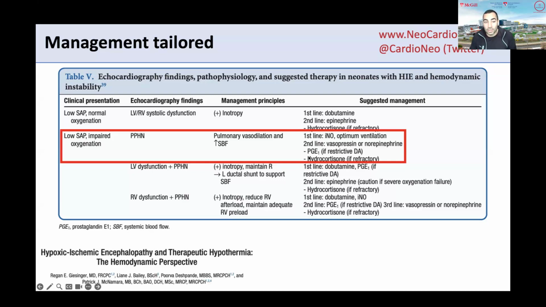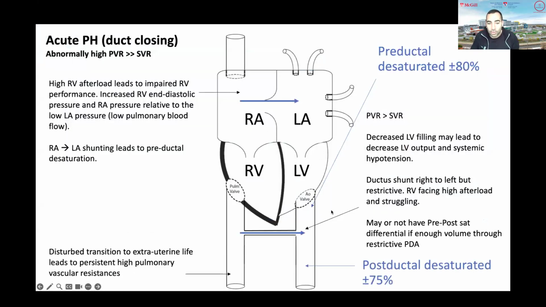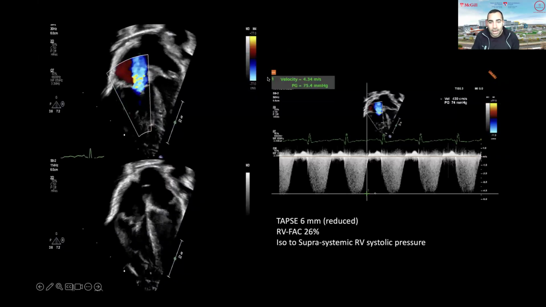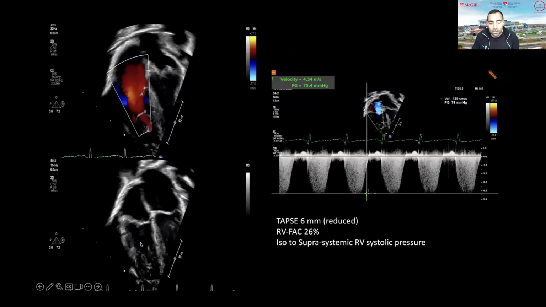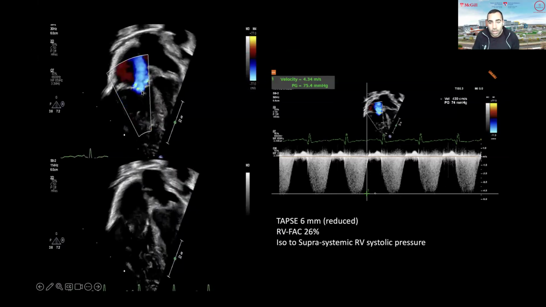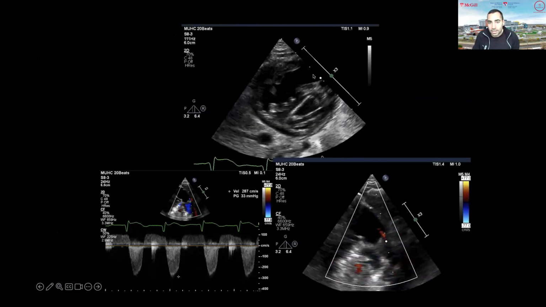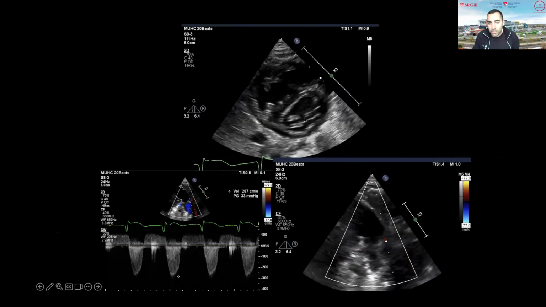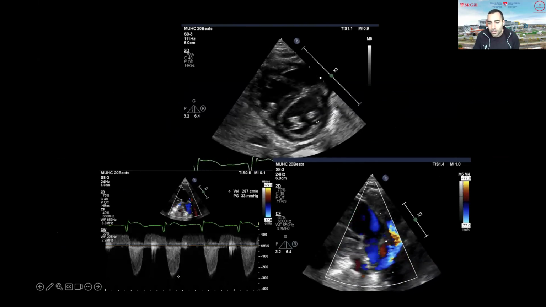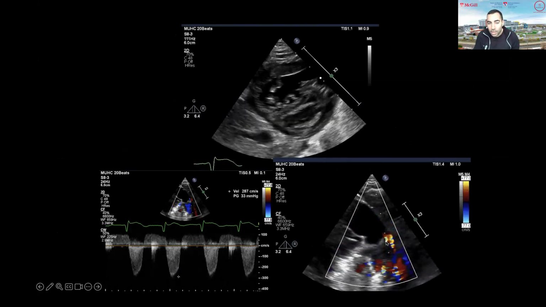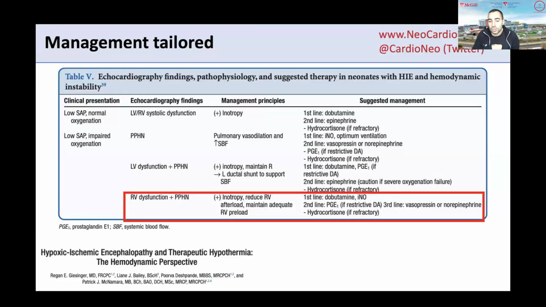If the duct becomes restrictive and your RV is failing, that's when you start thinking of popping off the RV using PGE. An example is a very tiny PDA. If you have a tiny PDA, your RV may start to struggle. You start having more and more TR, and you start having this RV dilatation, which is much bigger than your LV, and now the septum bows towards your LV, and you see the duct here is very tiny. So in these patients, you're going to start them on PGE, and it's just going to pop off this RV, but your patient is going to be bluer, right? You're going to have less pulmonary blood flow, and you're going to have more shunting volume through your duct.